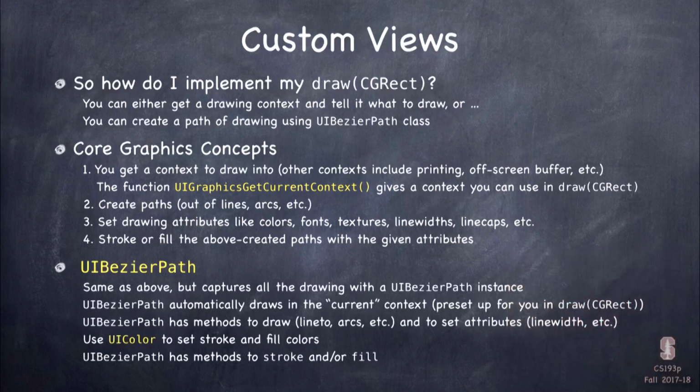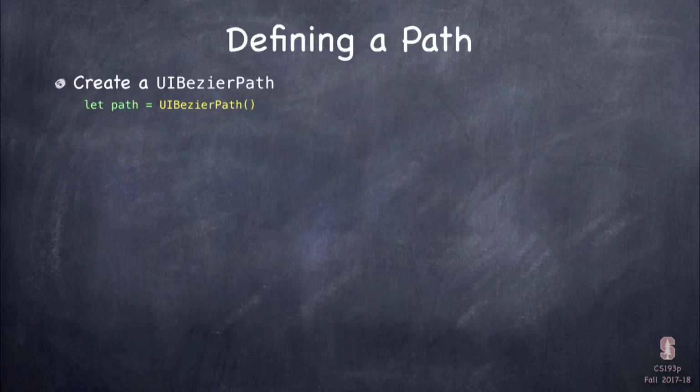So UIBezierPath does the same thing. It just does a lot of it under the covers. But it has methods for setting the line width and things like that. And it has a method to stroke and a method to fill and methods to do arc to and line to and all that, okay? So it's just a kind of object-oriented collecting bag of that. So let's look at what the code looks like to draw a triangle using this mechanism, okay?